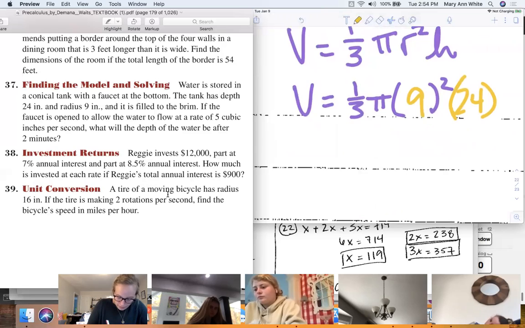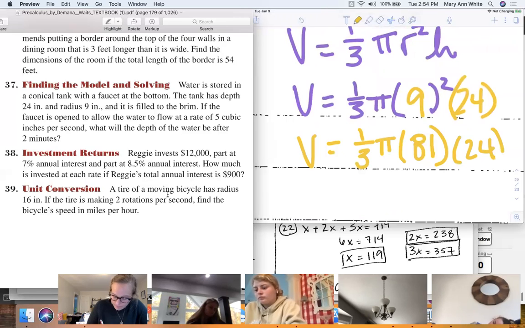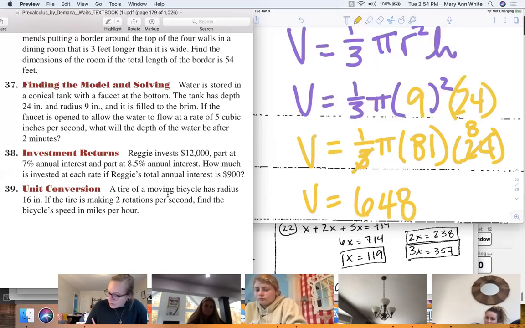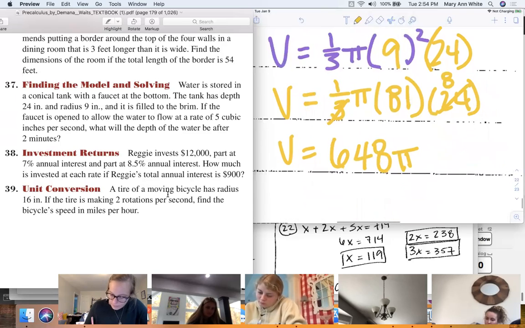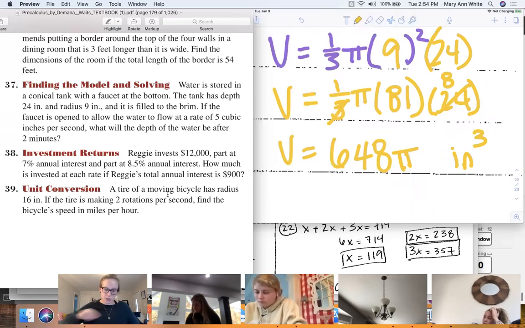All right, I've got V equals 1/3 pi times 81 times 24. If we simplify that, 3 and 24 have a common factor, so I'm just doing 81 times 8. I'm going to leave pi in here, but I'll do a decimal in a second. If I leave pi in here, I got 648 pi inches cubed. We know volume is in cubes. So my total volume, if that whole tank is full, I'm at 648 pi inches cubed.